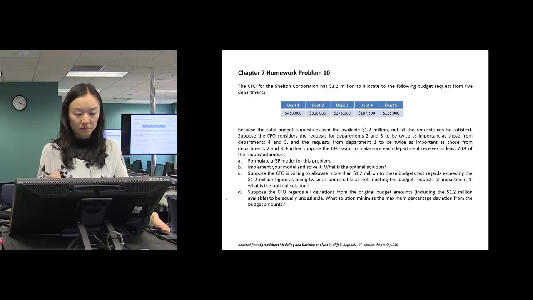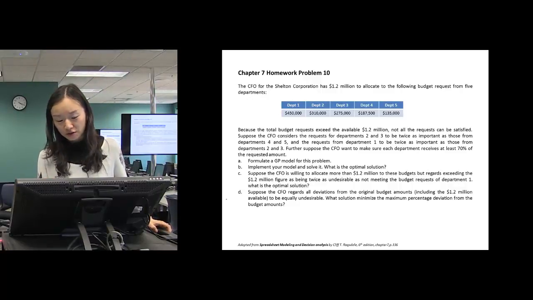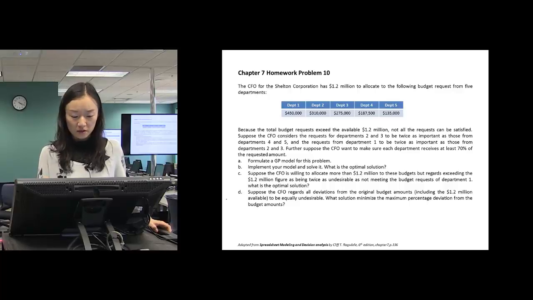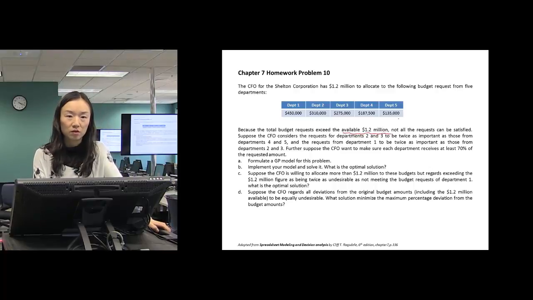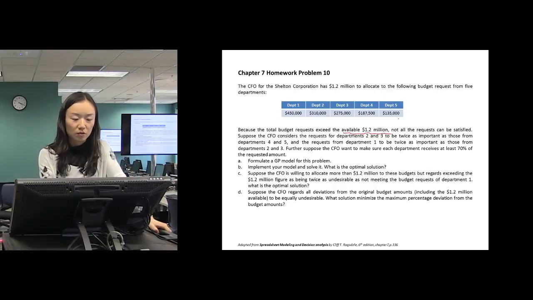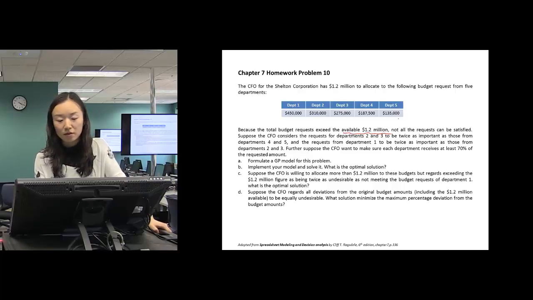Okay. And write out any hard constraint that should not be violated. For example, they only have this available 1.2 million. It's pretty clear that because the total budget requested exceeds this amount, not all of them can be satisfied. So that means this 1.2 is a hard constraint. Okay. He cannot allocate more than what he has.